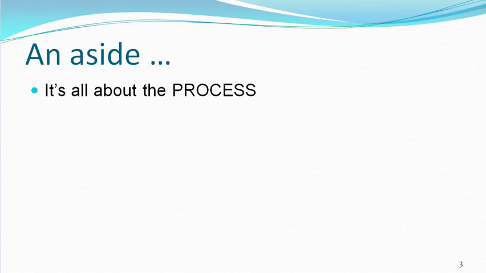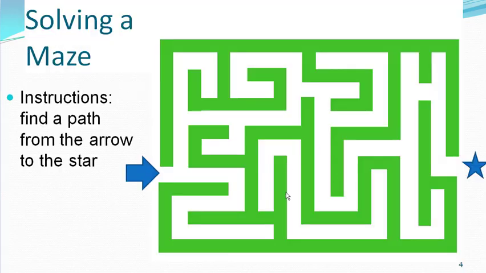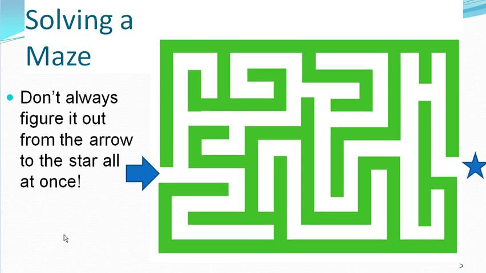And I'm going to do that by talking about how lots of people solve mazes, certainly how I solve mazes. When you're given a puzzle like this maze, you usually have some instructions that say, find a path from this arrow over to this star over here, right? But if you're anything like me, you don't actually always figure it out by starting at the arrow and just going straight through until you get to the star, right?